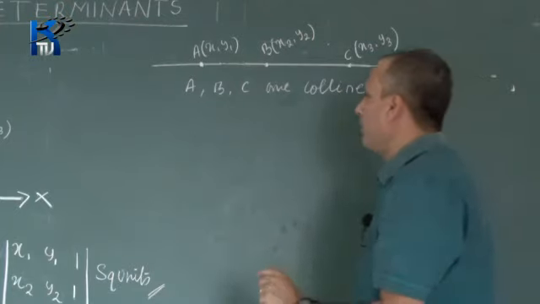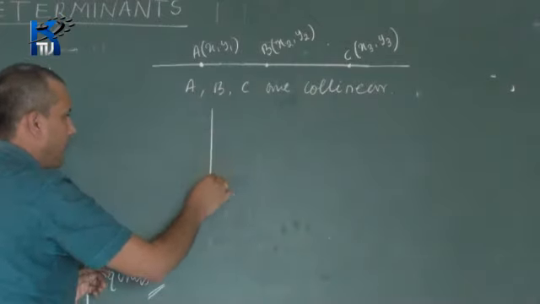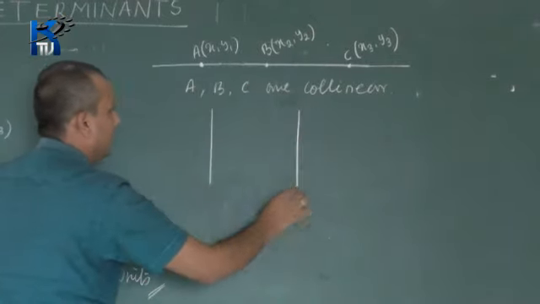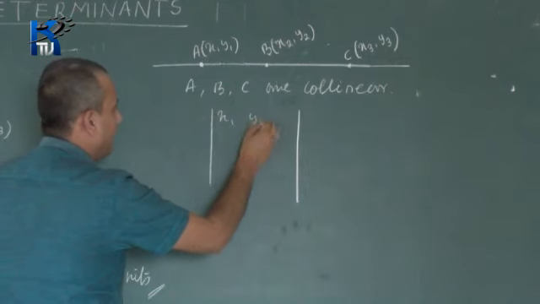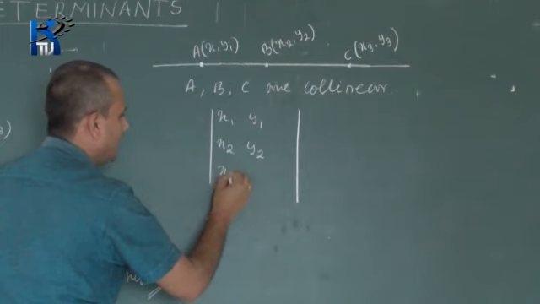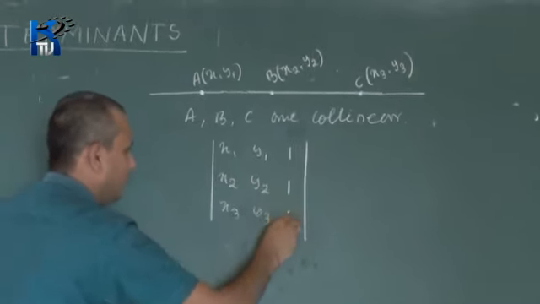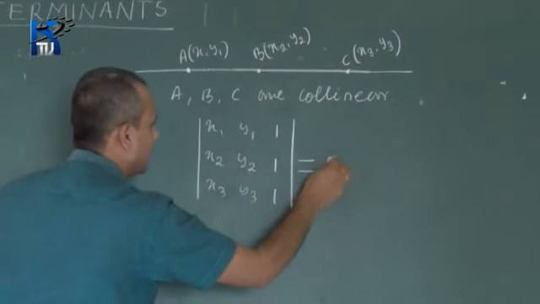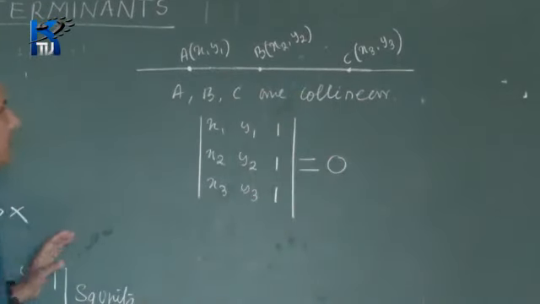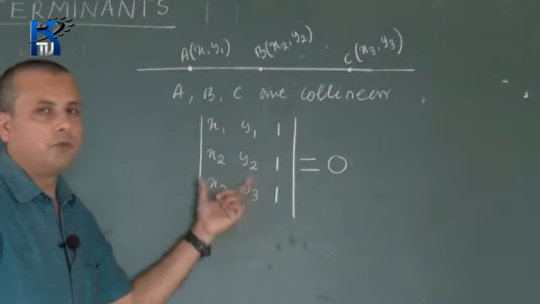To prove the given points are collinear with the help of determinant, you have to use this formula: x1, y1, x2, y2, x3, y3, 1, 1, 1. The determinant must be equal to 0. If you get the determinant equal to 0, then you can say the given points are collinear.